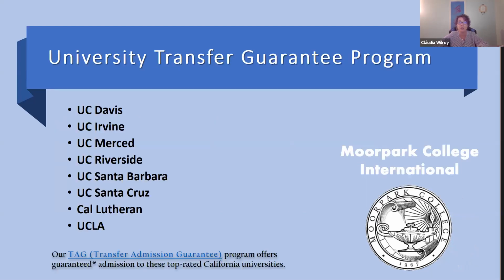And then here are a couple of the universities that we have a transfer guarantee program. So the University of California system, any of these universities, the students can transfer to. So, Davis, Irvine, San Diego, Merced, Riverside, Santa Barbara, Santa Cruz. There are a couple of others. I just listed a couple of the ones that people know more about.